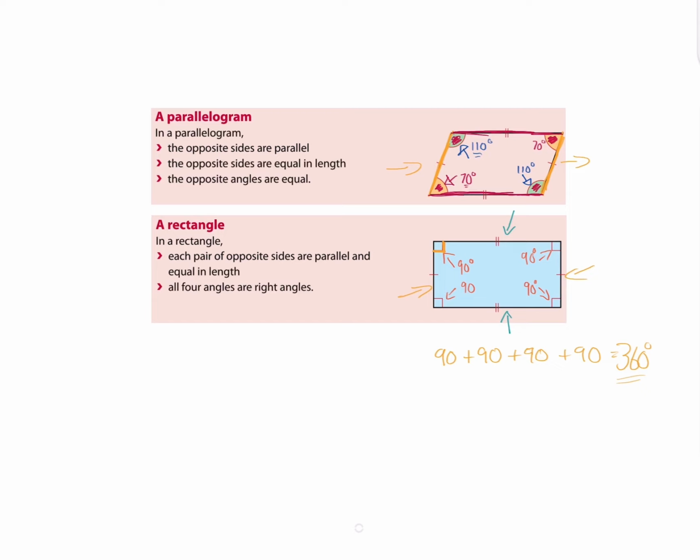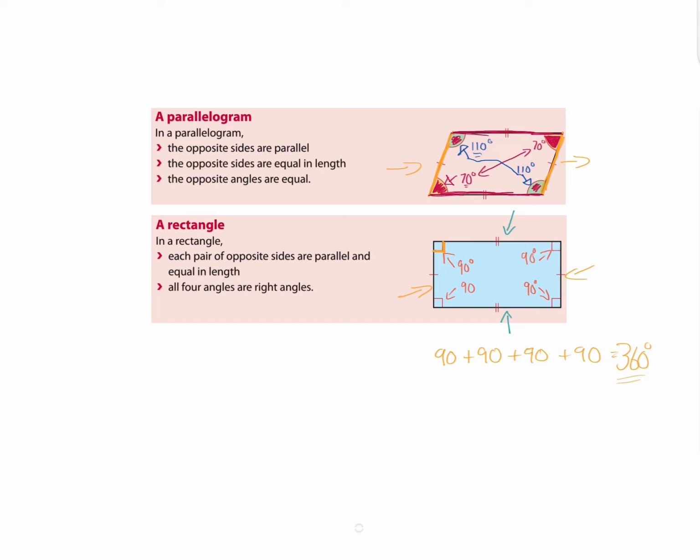And also, if you look, this angle, this 70-degree angle, is opposite the other 70-degree angle. And opposite angles are equal. So they are equal. And these angles are equal. All right? So that's the first rule of parallelograms.